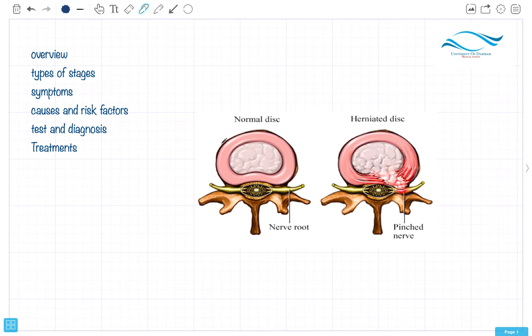Okay, so this is a picture of the vertebra and the disc. It kind of sums up the whole subject. Okay, let's move on to the second page.